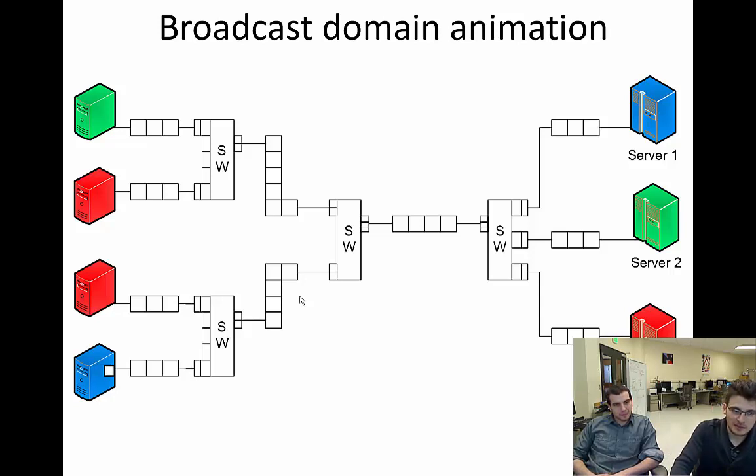So, the broadcast domain. Imagine that the blue computer sends broadcast packets to the switch, and as you can see, this packet gets delivered to every single host in the network where the switches are connected. As soon as the packet reaches the switch, it gets forwarded to every port available on the switch.